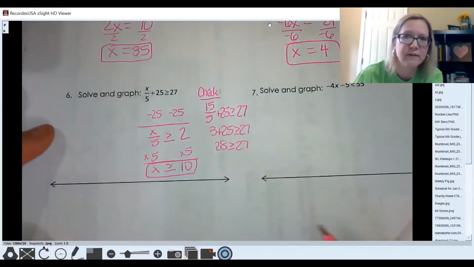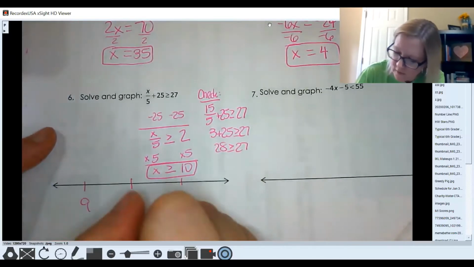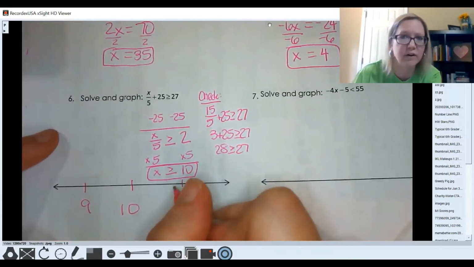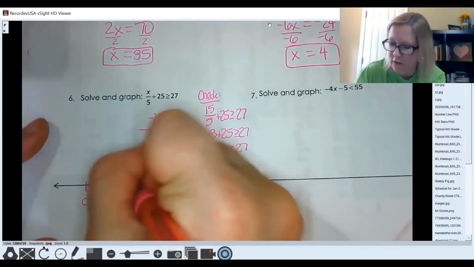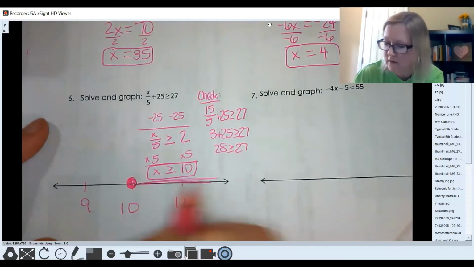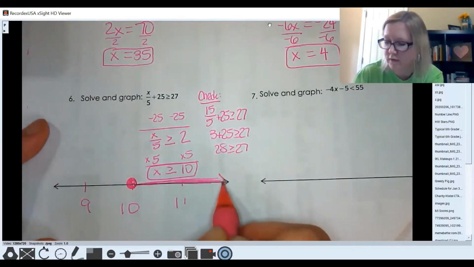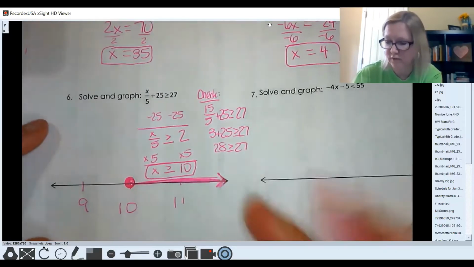Then I want to make sure you understand how to graph it. So remember, when you graph it on your number line, you've got to have 10 on your number line. Since it's greater than or equal to, we're going to put a closed circle on 10, and greater than means it could be any value to the right because the numbers are getting greater to the right. So closed circle, shade right.